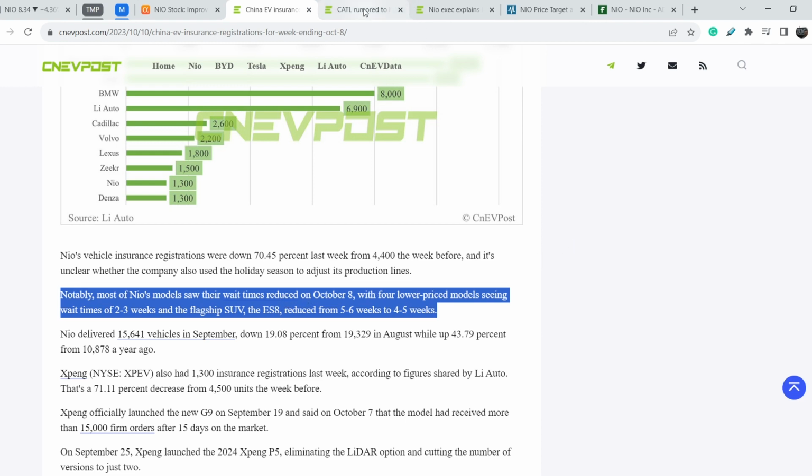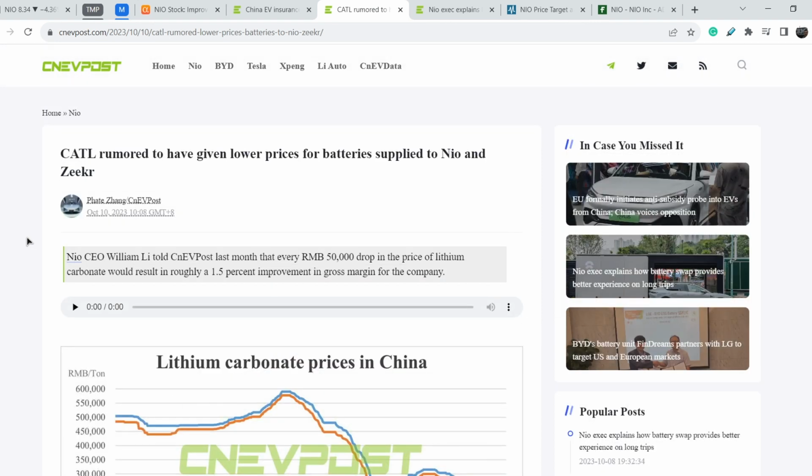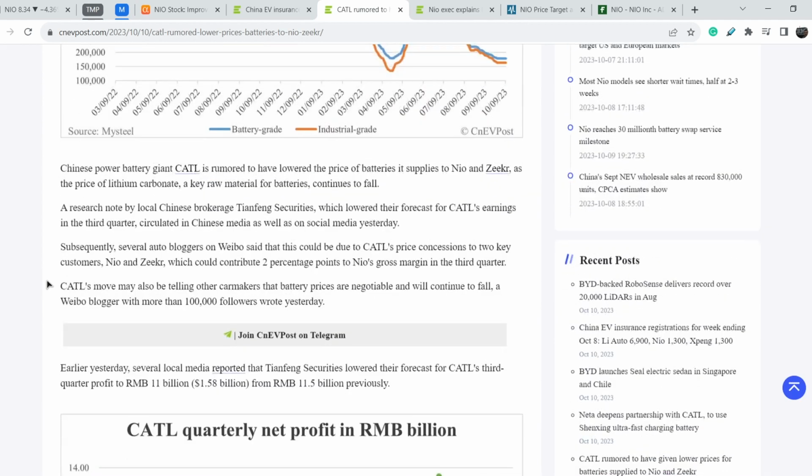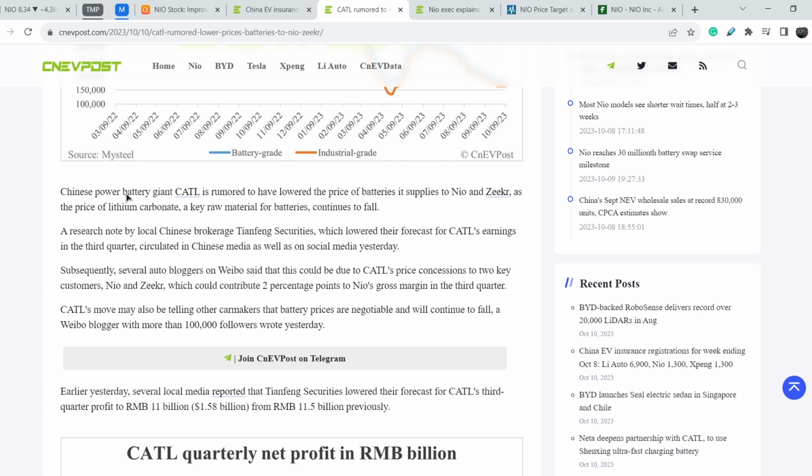On top of that, let me show you another quite interesting news. CATL rumored to have given lower prices for batteries supplied to NIO and Zeekr. And let me quote this. Chinese power battery giant CATL is rumored to have lowered the price of batteries it supplies to NIO and Zeekr as the price of lithium carbonate, a key raw material for batteries, continues to fall. A research note by local Chinese brokerage Taifeng Securities, which lowered their forecast for CATL's earnings in the third quarter, circulated in Chinese media as well as on social media yesterday.